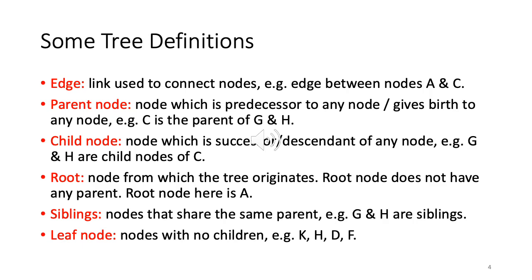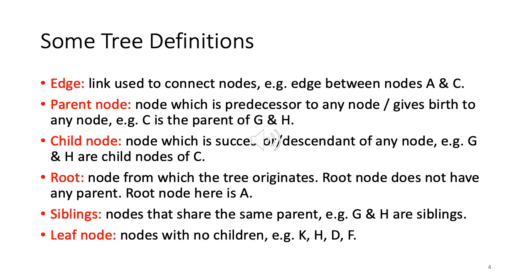You can see that in the previous slide, we have 11 nodes and 10 edges. A node, of course, we know is used to store the value, and at its heart, a node is a structure variable. Parent node is a predecessor to any node or gives birth to any node. In slide number 3, you see C is a parent to both G and H. For G and H, C is the predecessor, and another way of looking at it is that C gives birth to the child nodes G and H.